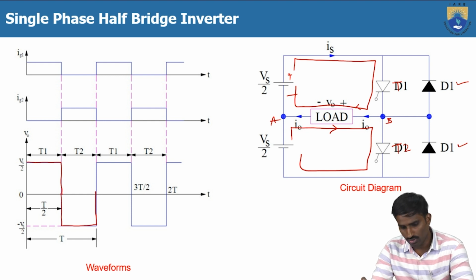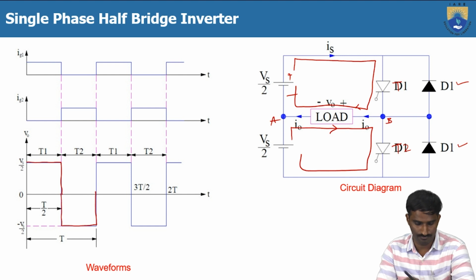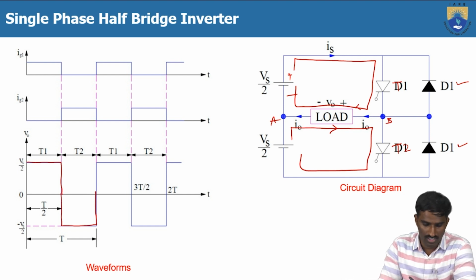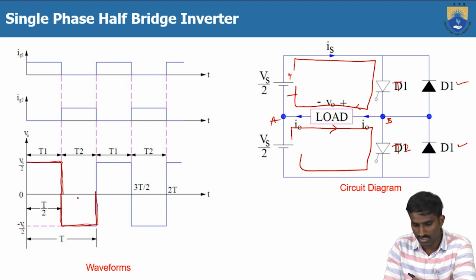Then what about how to find the average or RMS value of this output voltage waveform? Okay, as you can see here, the time period is T, and from 0 to T by 2 we are getting the positive Vs by 2, and during T by 2 to T we are getting the negative.